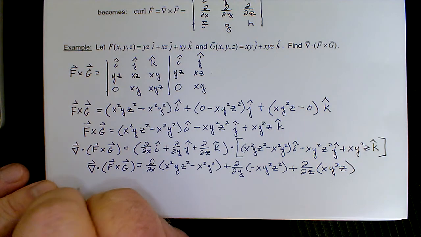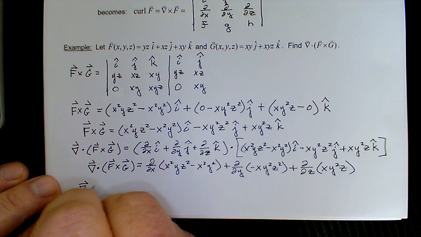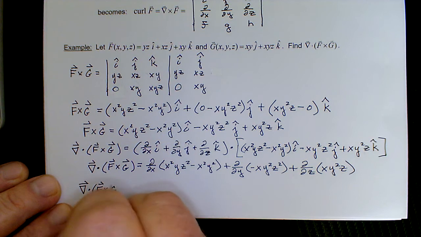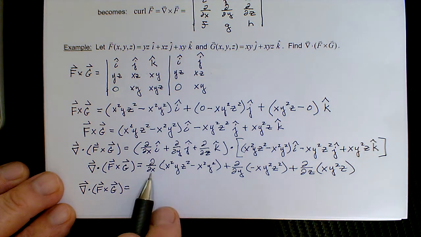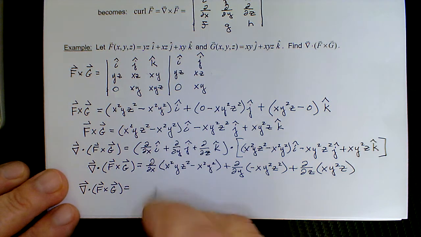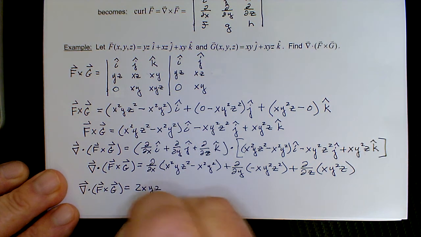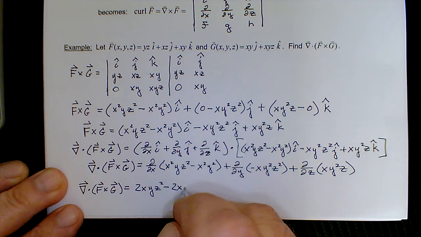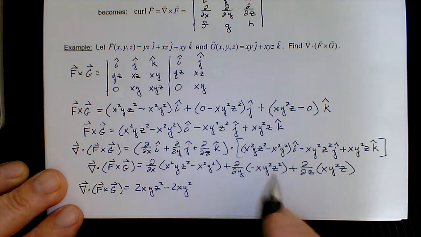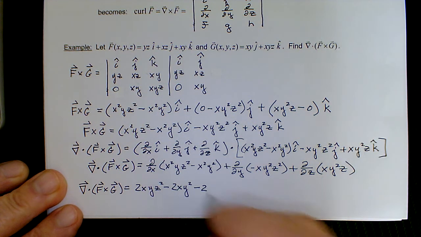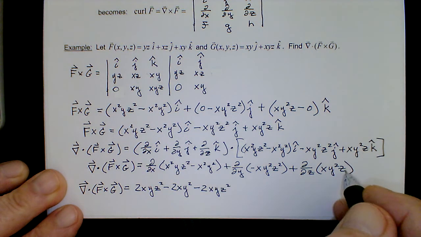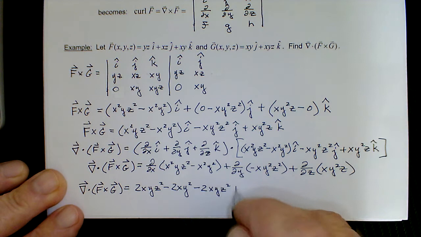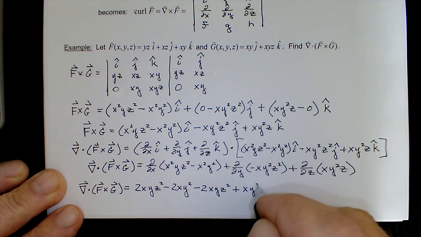And now taking those partials, del dotted with f cross g is, okay, with respect to x, y and z are constants, so x squared becomes 2x, so 2x y z squared minus y is a constant here, derivative of x squared, again 2x, so minus 2x y squared. Now the partial with respect to y of this, x and z are constants, derivative of y squared is 2y, so minus 2x y z squared, and then the partial here with respect to z, x and y are constants, derivative of z is 1, so plus x y squared.